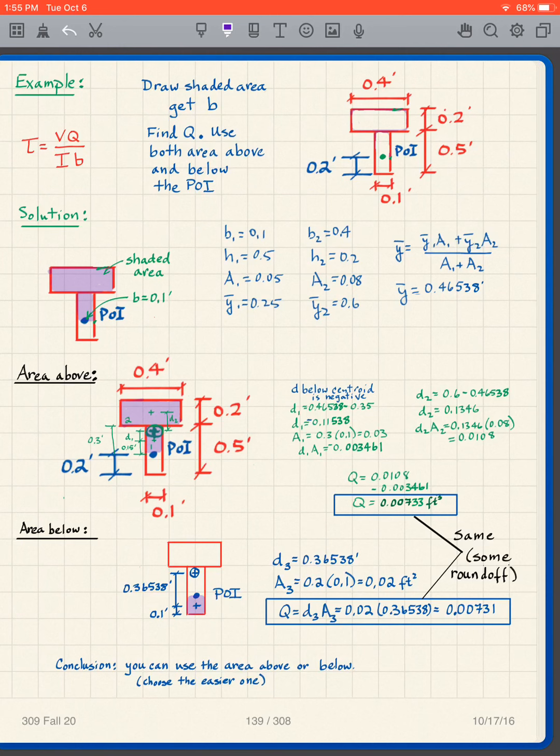When I'm looking at just the bottom piece here, my point of interest is down here, that means that my centroid of the upper rectangle is there. My overall centroid is here. So what I'm finding is that this total distance is my y bar. This distance is 0.35.